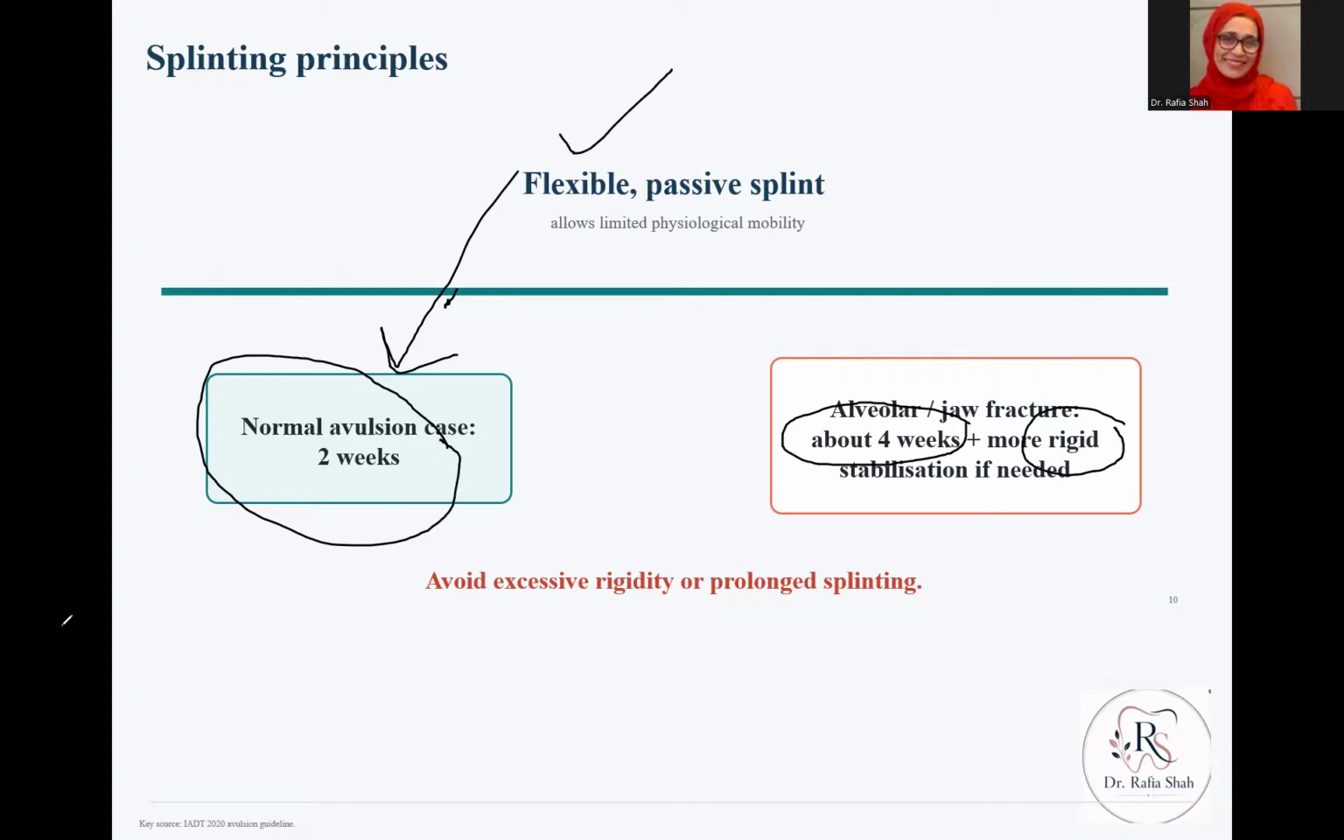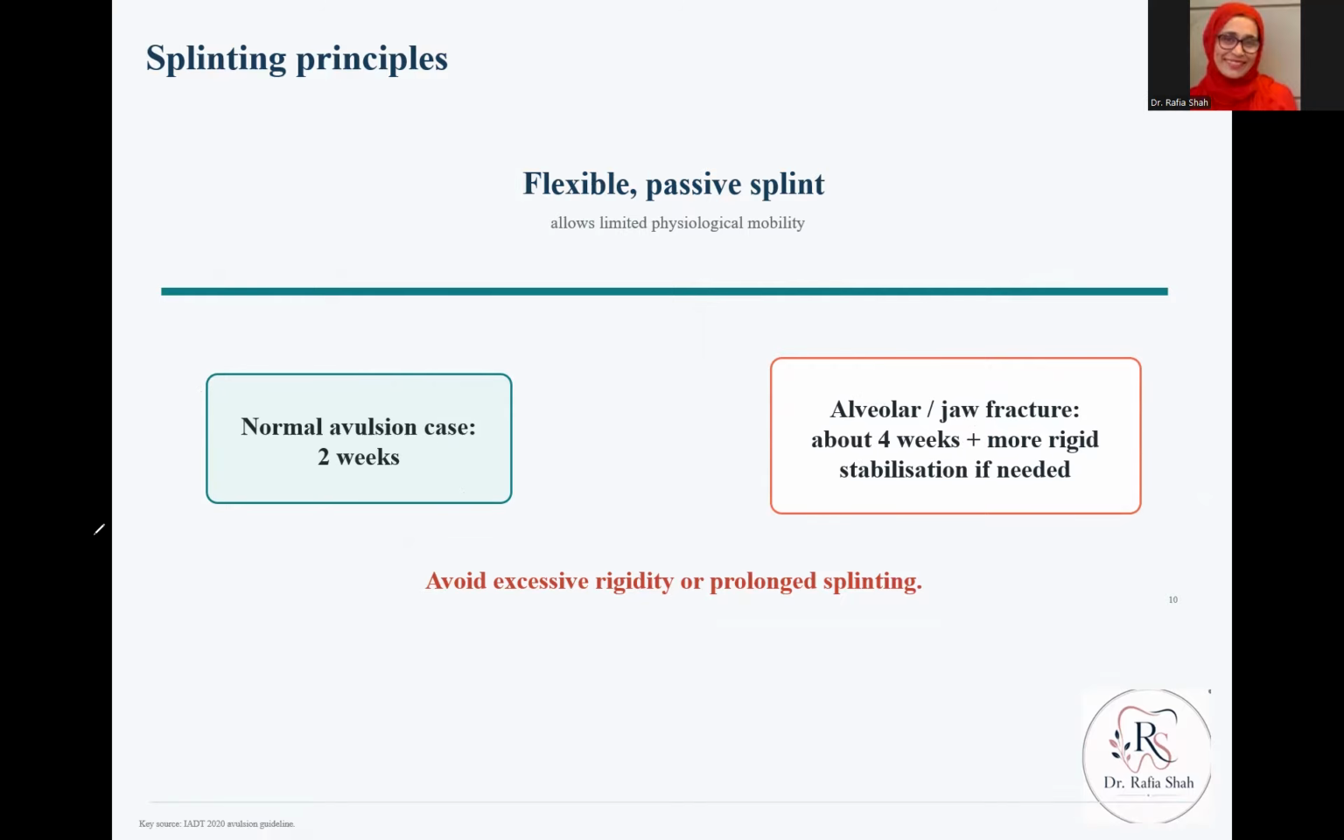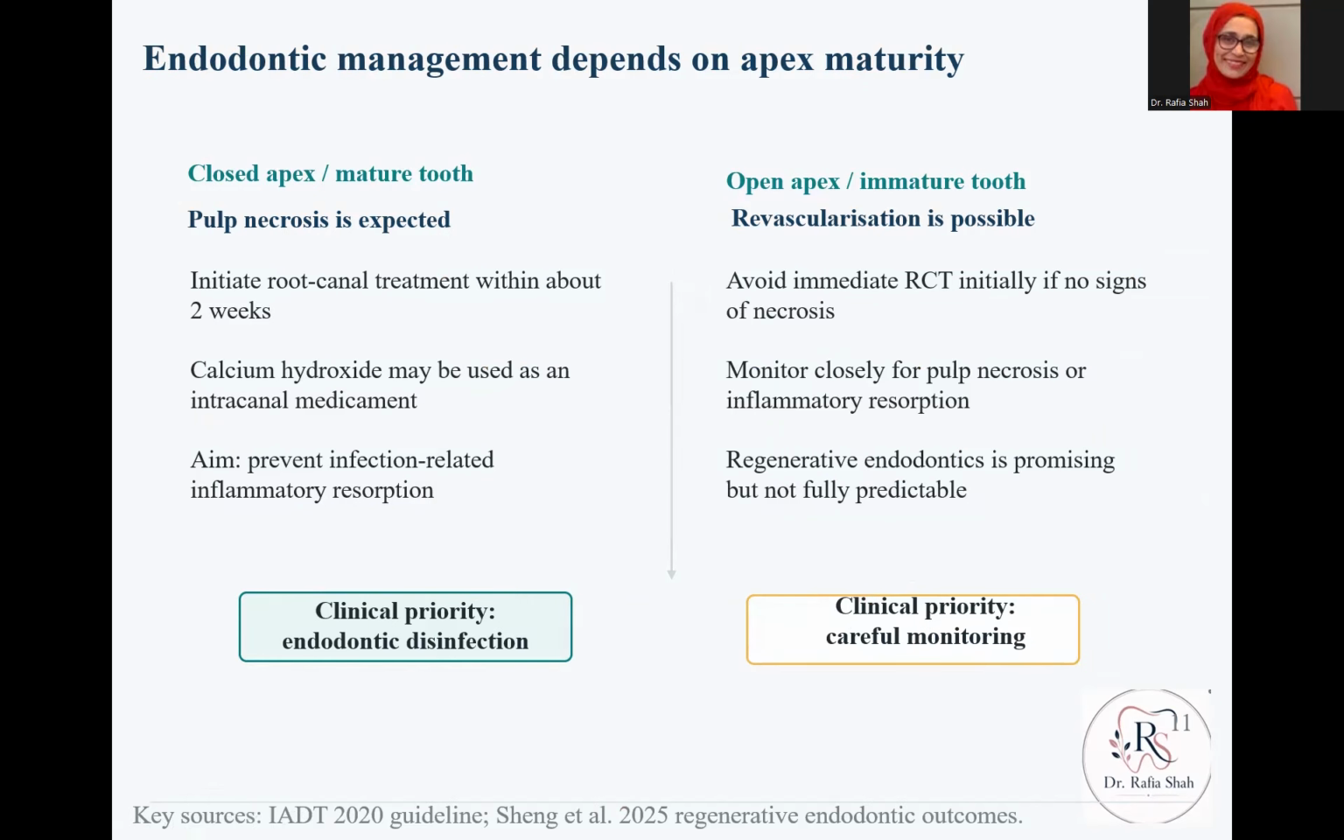So after this, we ask the patient to follow the post-op instructions we give, but we ourselves also avoid rigid and long fixation, because rigid and long fixation will have negative effects on the tooth survival. So if needed, we need to go for endodontic management.